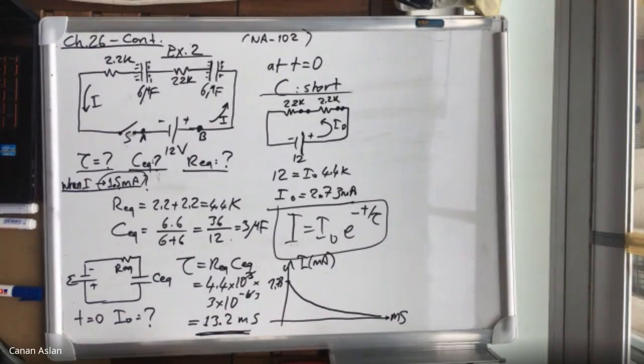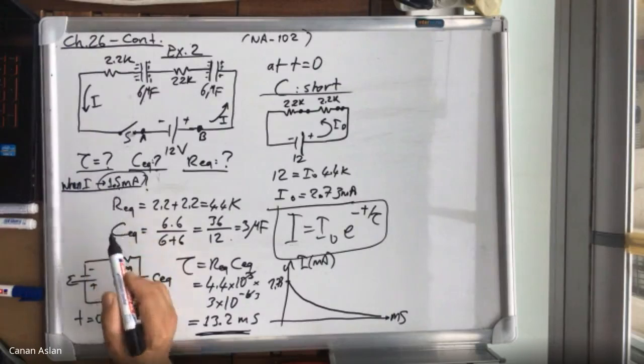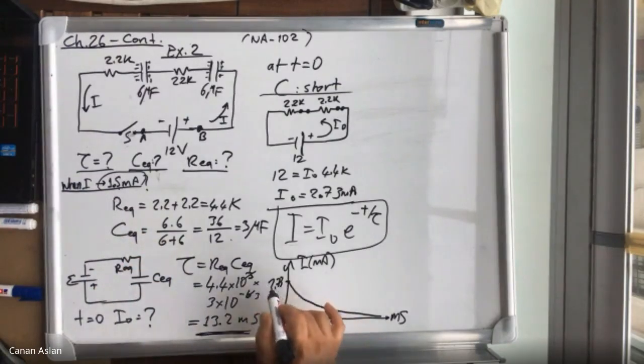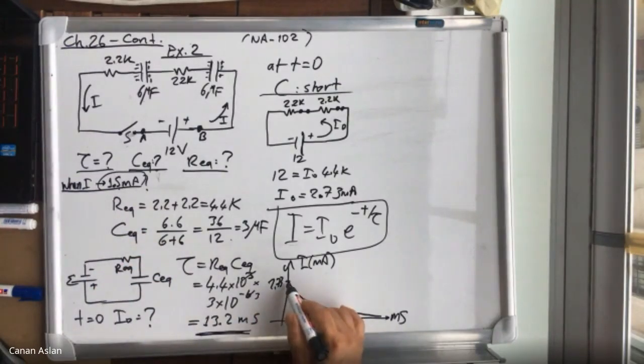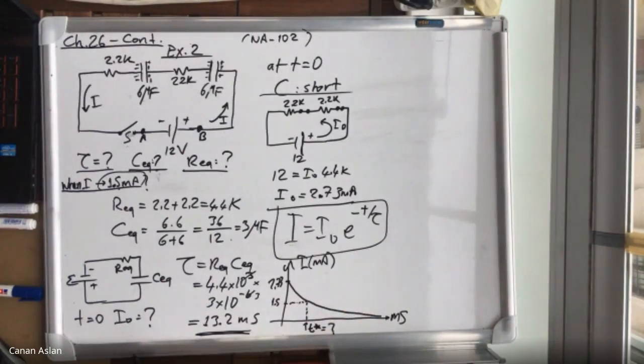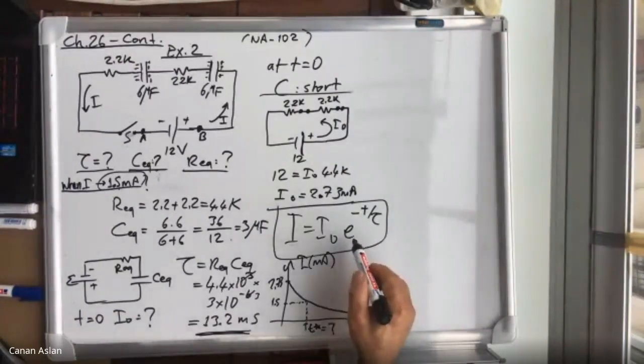But what they ask in the second part of the question is: at what time does the current go down to 1.5 milliamperes? Since this is almost 3, it's right there. So this is 1.5, and what they are asking is this time. What is this T star? At what time does the current reduce down to 1.5? This is what we have to do, so we can use this equation now.